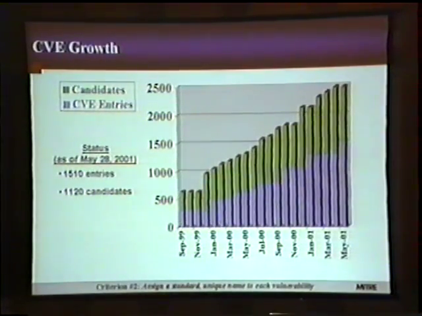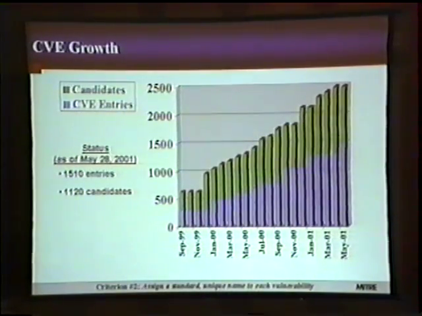How has CVE been growing? Notice the green here is the number of candidates that we have left to process, and the blue is the number of entries that have been created. Notice that our total workload for the candidates really isn't going down very much. At least half of them are candidates and half of them are entries. I think we finally reached that breaking point where we've got more entries than candidates.